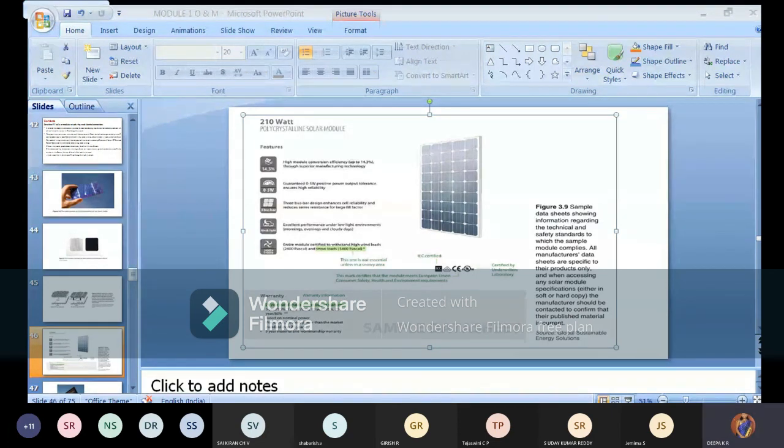See, 0 to 5 watt positive power output tolerance, ensuring high reliability. Then 3 bus bar design enhances cell reliability and reduces series resistance for a large fill factor. Then excellent performance under low light environment. Then the entire module is certified to withstand high wind loads. Of course, right? Wind is also going to affect. If high wind comes, your solar panel installation will go off. It can fly in the air.